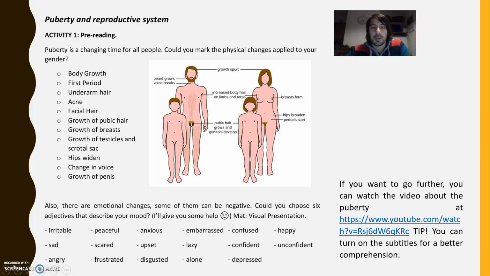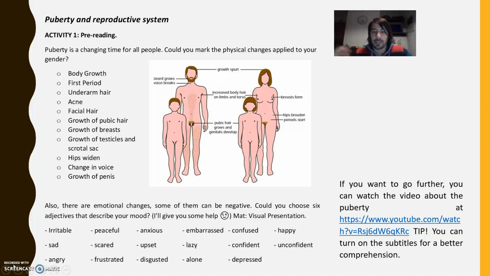In the first part, there is a list with all the physical changes applied to both genders, male and female. The students have to choose which ones belong to their sex. As you can see, there is a picture that helps the students to know which ones belong to each one.